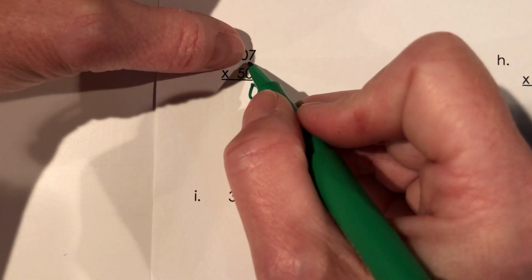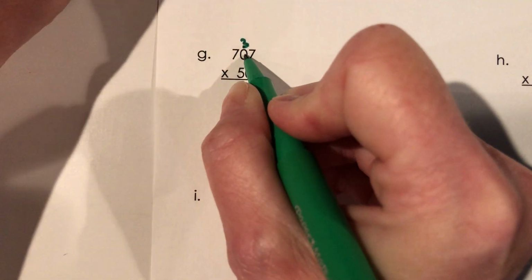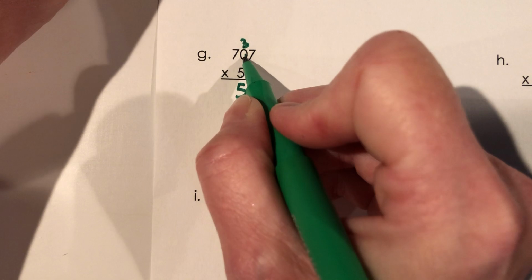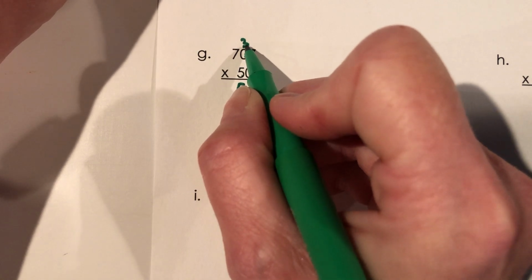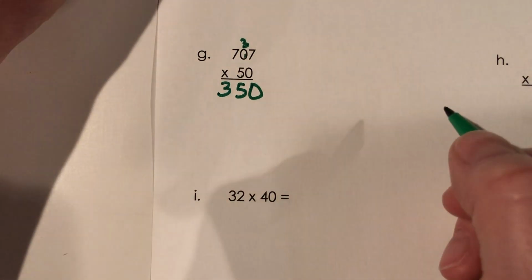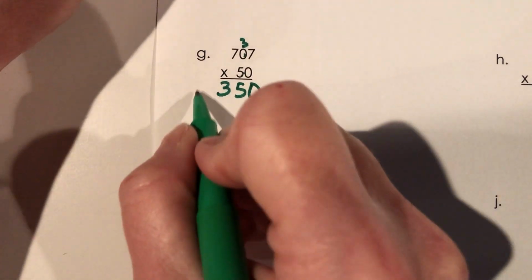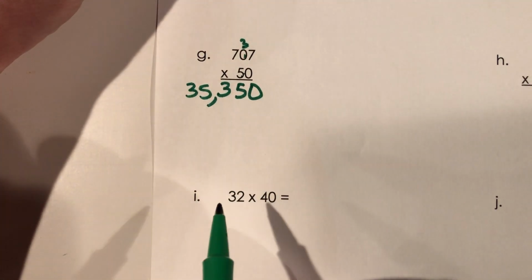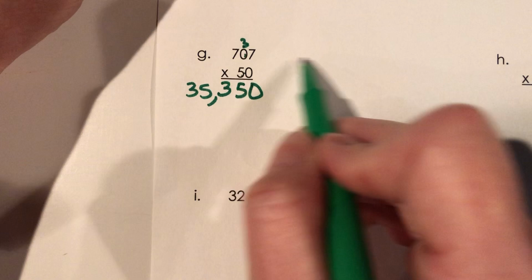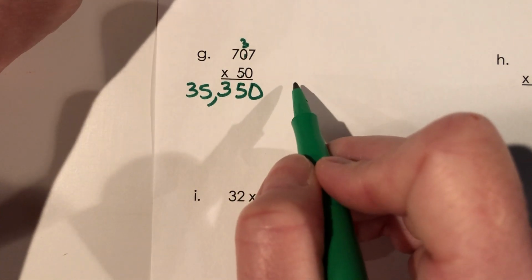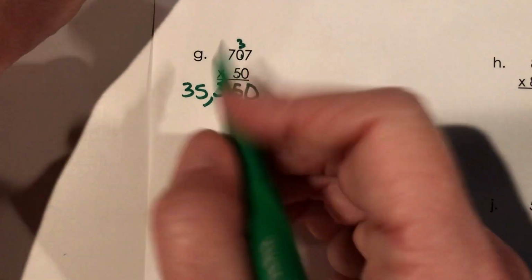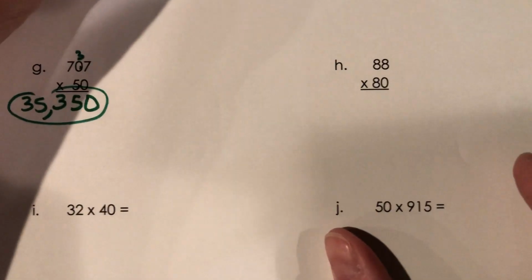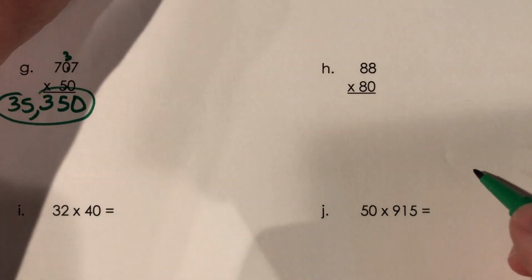7 times 5 is 35. So I'm going to write down my 5 and carry my 3 to the next place over. 5 times 0 is 0. And 0 plus 3 is 3. Nothing to carry. And now I have to multiply 5 by the hundreds place. 5 times 7 is 35. And I can write down the whole thing because there aren't any digits left to carry anything over. So 35,350. And again, if you wrote it as 707 times 5 and put your 0 in at the end, that is totally fine. All right, next, 88 times 80.